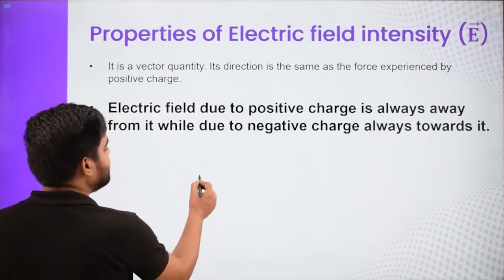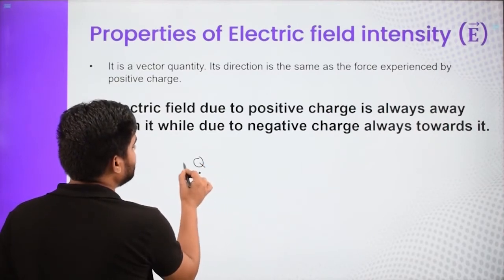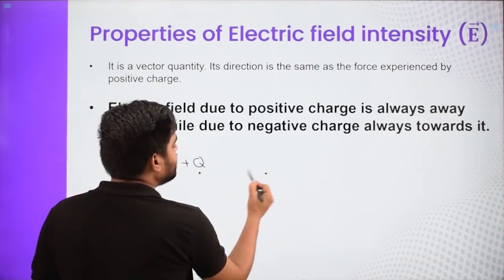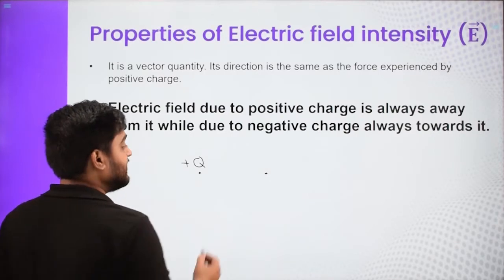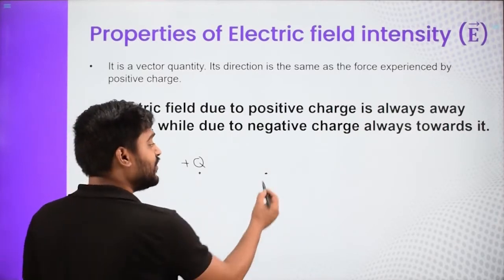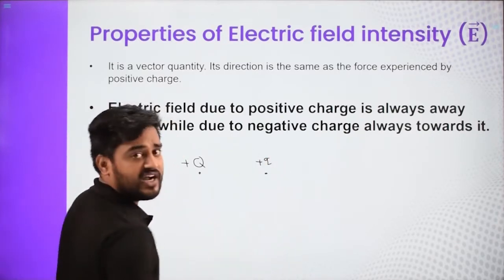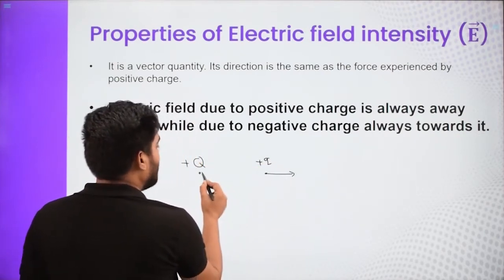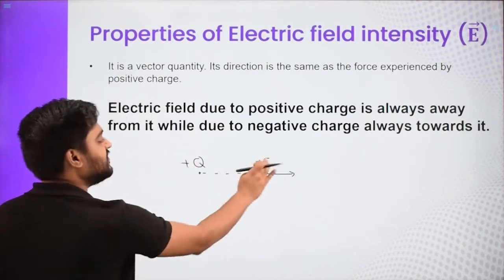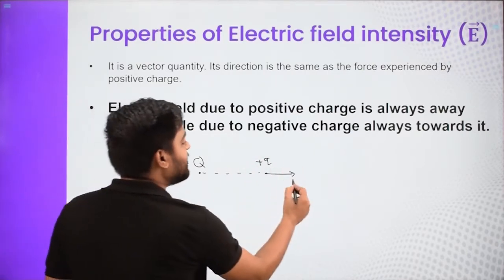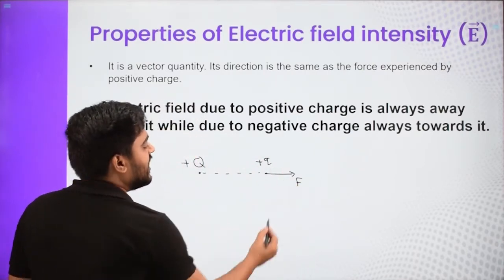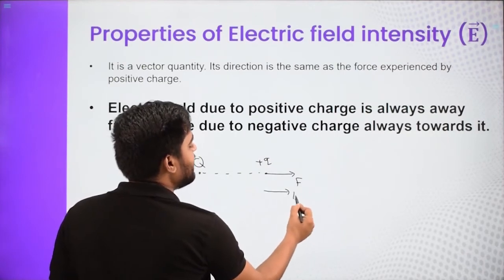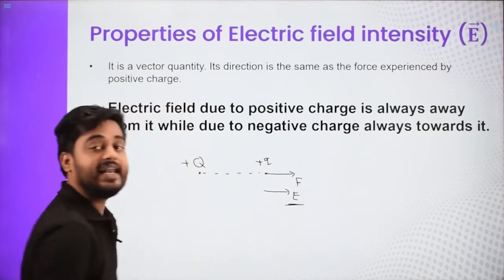So basically idea is that, let us say this is a capital charge Q which is positive. Here I have to check the electric field intensity, the direction of electric field intensity. What you do is you put another positive test charge. This is a test charge and it will experience force in that direction. All of us know that this is positive, so force will be repulsive and force will be in this direction, and whatever is the direction of force, same direction will be the direction of electric field.